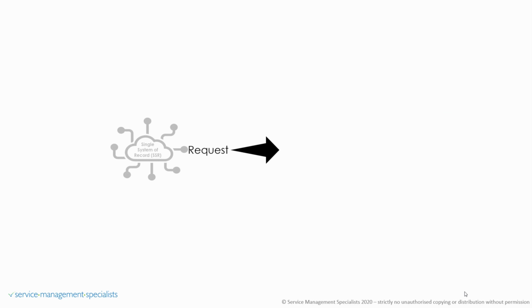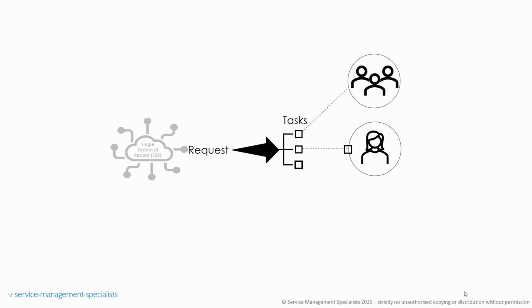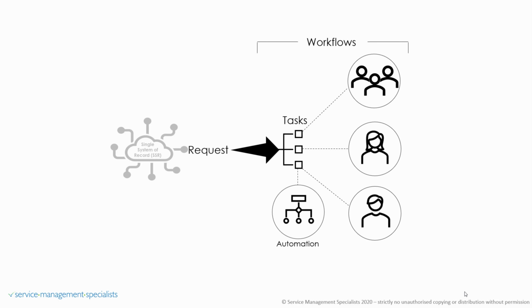For more complex requests where there are multiple activities that need to be completed, the request is split into tasks. Tasks are the activities that need to be executed to fulfill a specific outcome as part of the service request. Tasks are allocated to specific teams based on a set of rules and logic. These are called workflows. Some tasks can be automatically fulfilled by automation functionality.